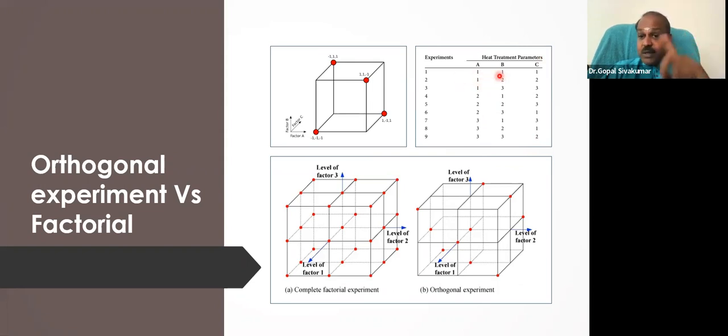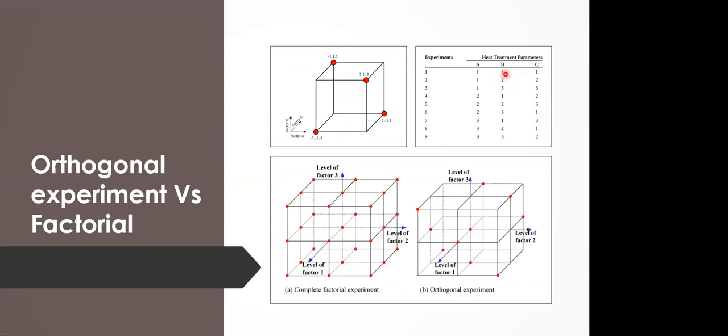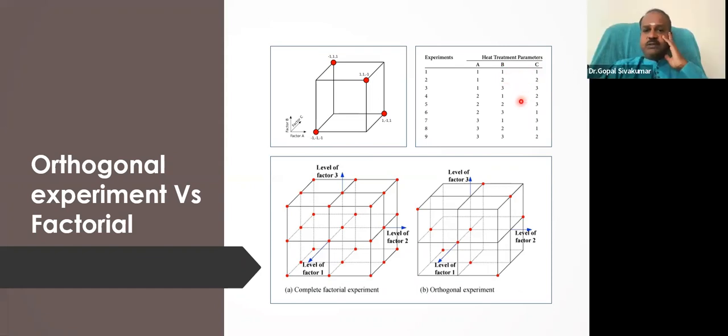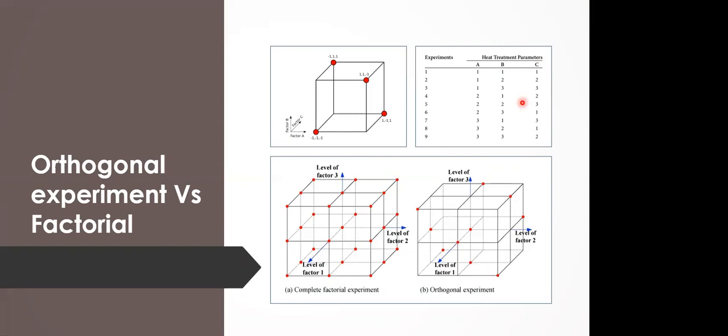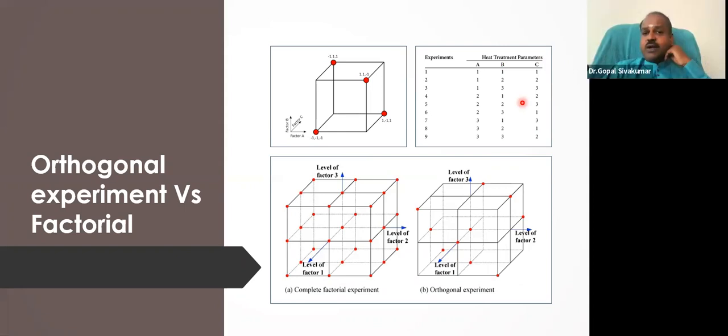You will have a similar combination for B and C also. Do you have 1 and 1 for B and C also? Yes. Am I right? If you select in that manner, the array formed is called an orthogonal array.